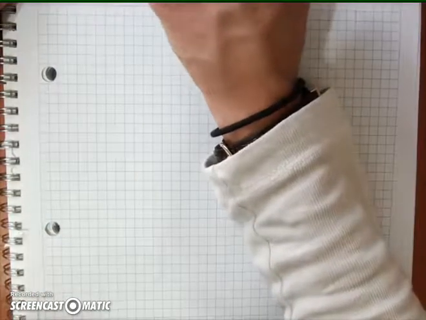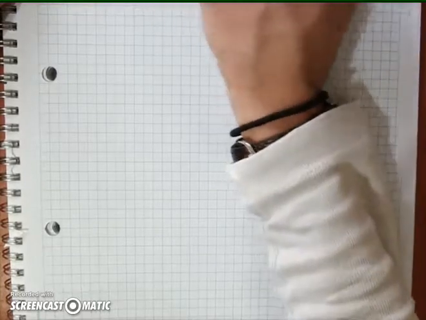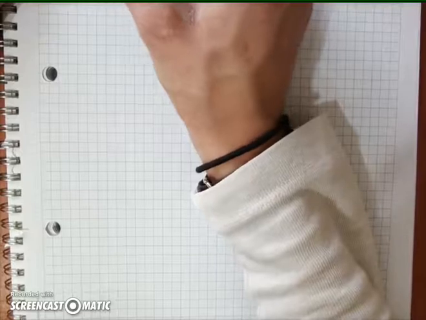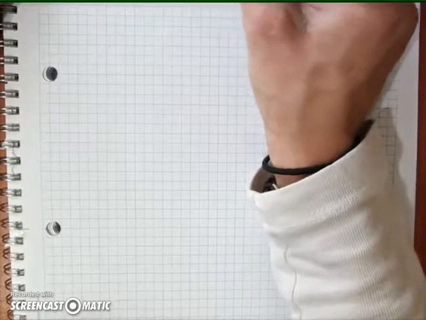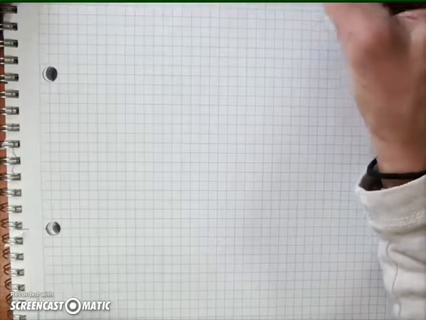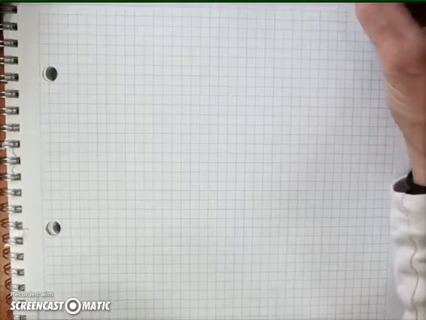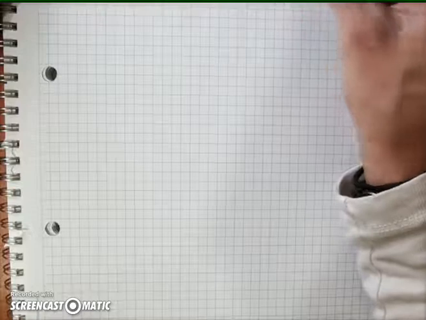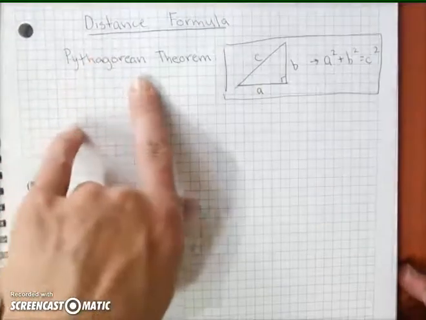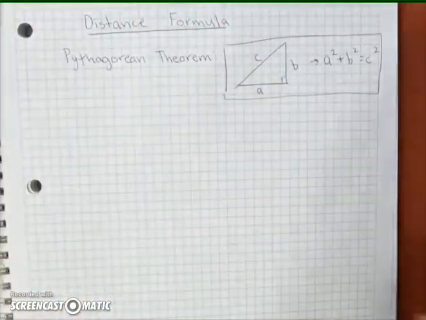So the distance formula is derived from the Pythagorean theorem. You'll remember that if I have a right triangle with sides a, b, and c, the Pythagorean theorem says that a squared plus b squared equals c squared. So we're going to be using this to come up with the distance formula. Oops, sorry, you couldn't see any of that. The distance formula comes from the Pythagorean theorem for a triangle which has a right angle: a squared plus b squared equals c squared, the hypotenuse.